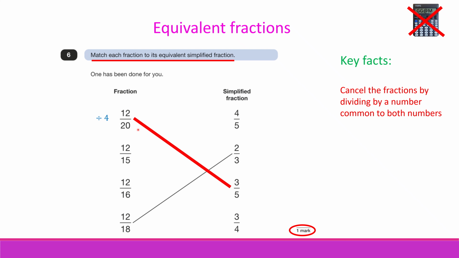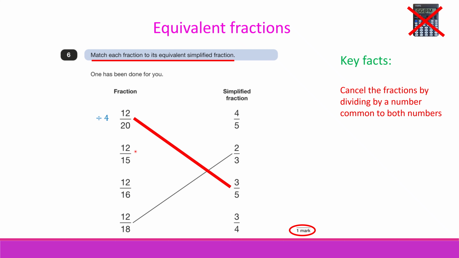Now if we'd have done it by halving, half of 12 is 6, half of 20 is 10. So we've got 6 over 10. Half of 6 is 3, half of 10 is 5, will also give me 3/5. So if you prefer to do it by halving and halving again, you will get the right answer.